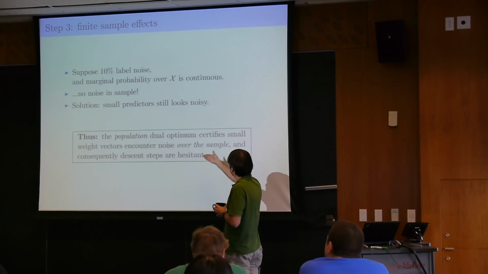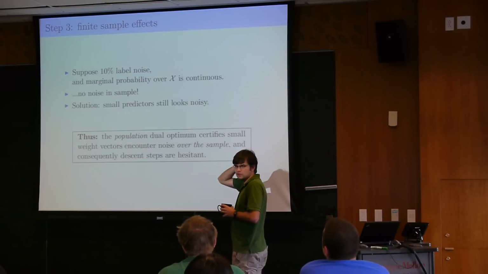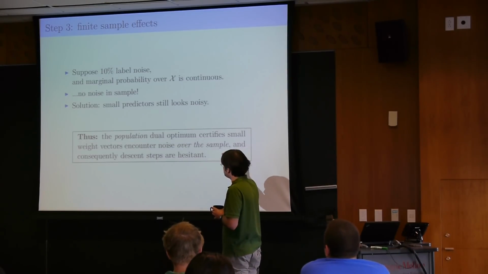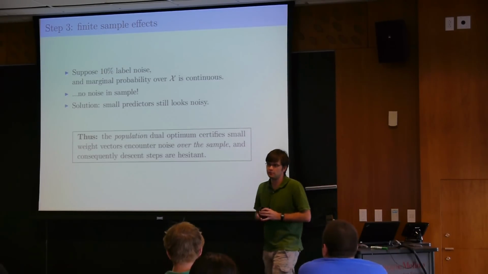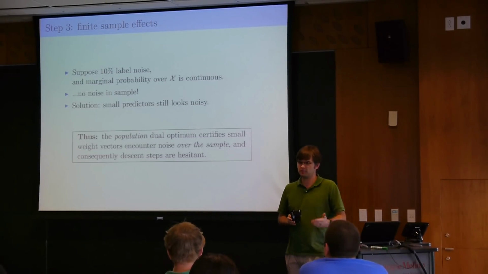So the population dual optimum ends up being a certificate. People talk about this dual certificate stuff; this is just another dual certificate. And it prevents any descent steps from being too big. So this is why that root T comes in. The dual optimum just says, no, don't go farther.